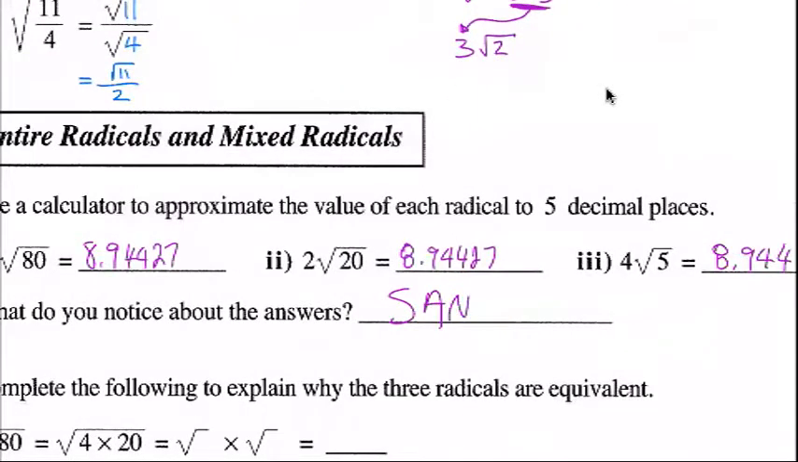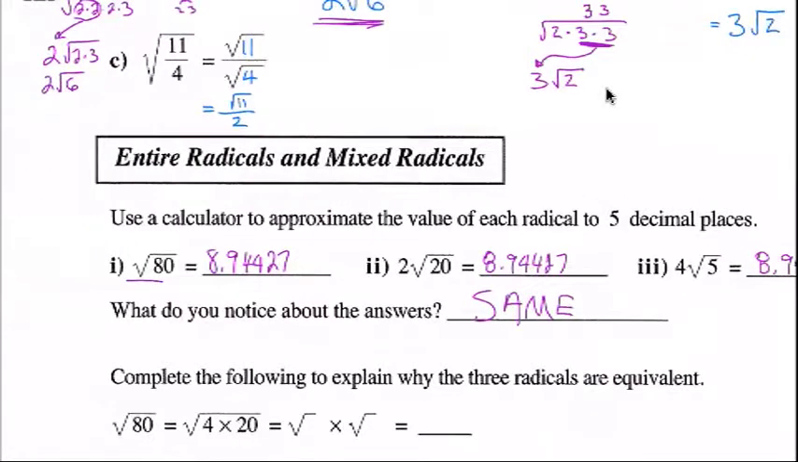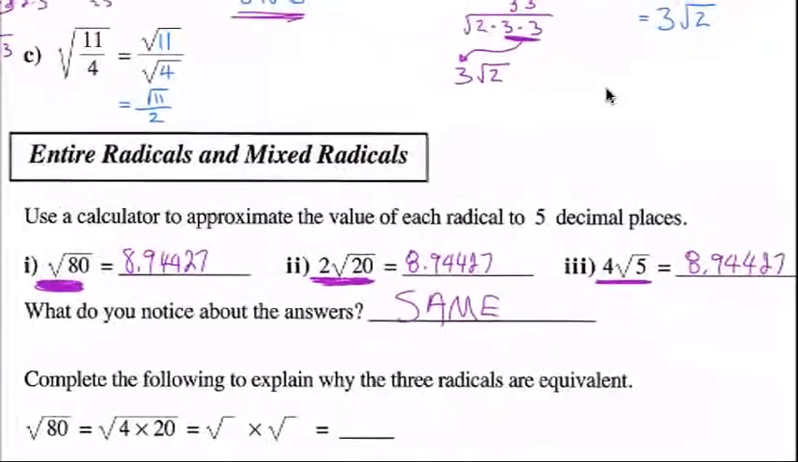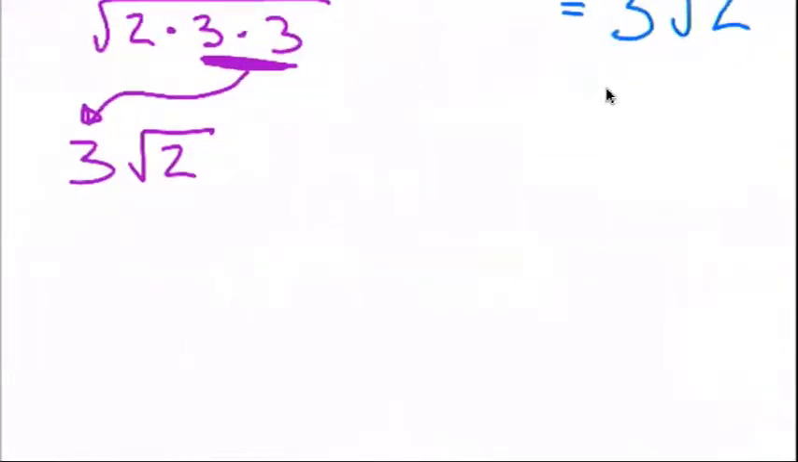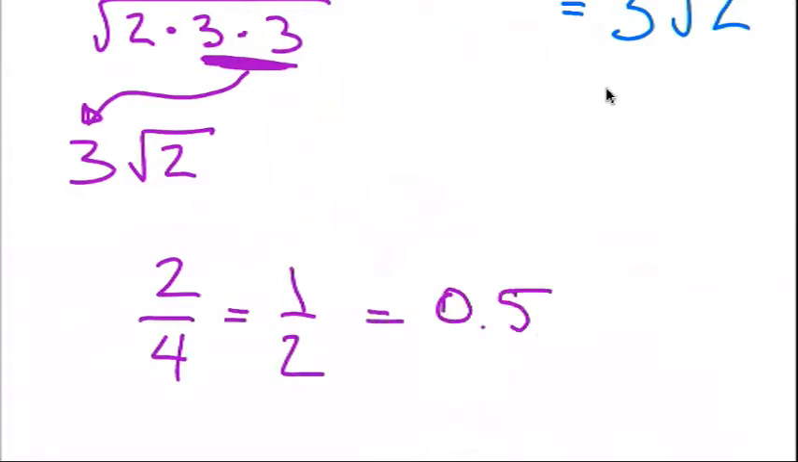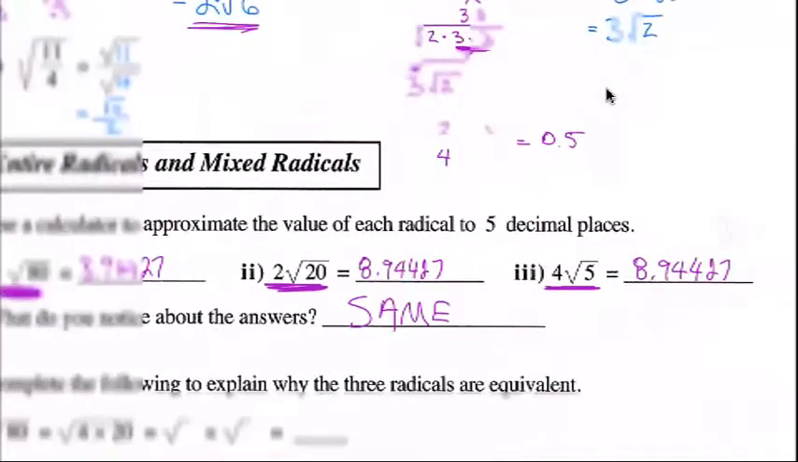So a mixed radical, okay? Square root of 80 is a whole radical or an entire radical. A mixed radical contains a coefficient and a radical. Each of these entire radicals and mixed radicals all equal the same numerically in a calculator, which means they're all equal, right? So it's just a different way to write these values. Kind of like if you think about 2 over 4 is equal to 1 over 2 is equal to 0.5. Those are all equivalent ways to write that same number. Same with mixed radicals.